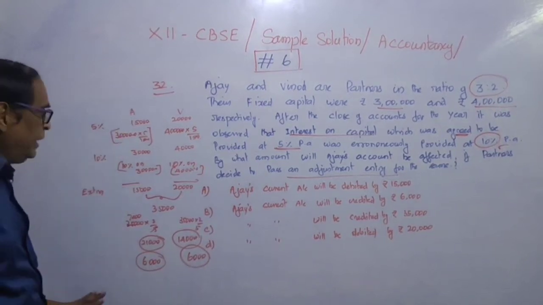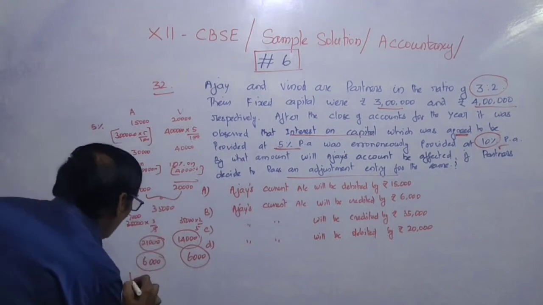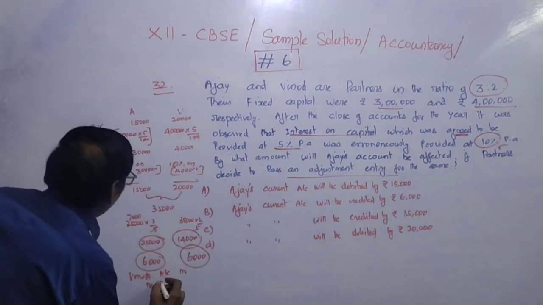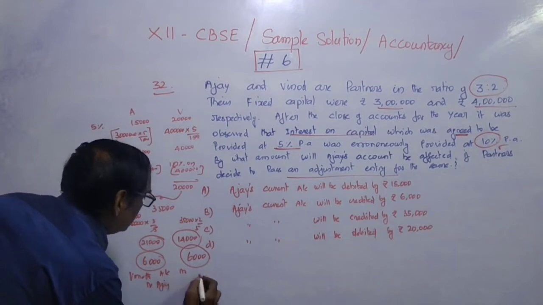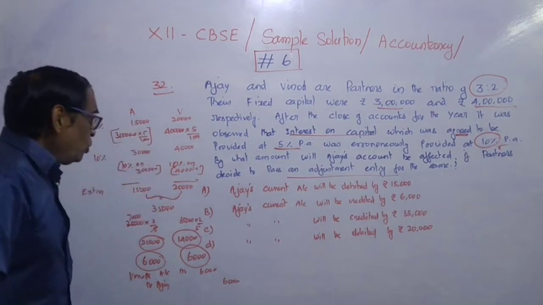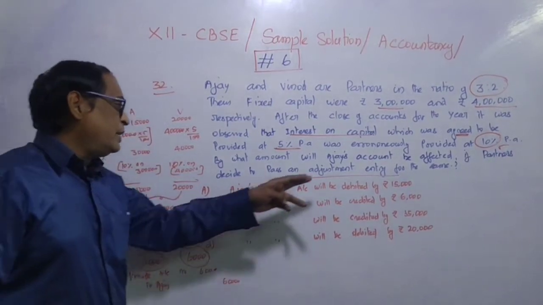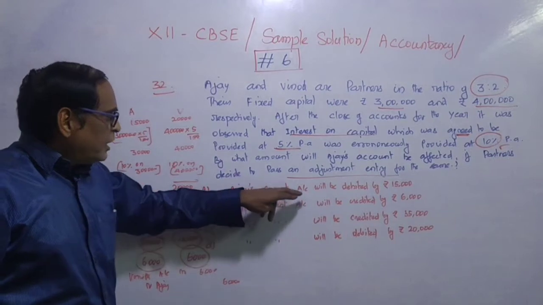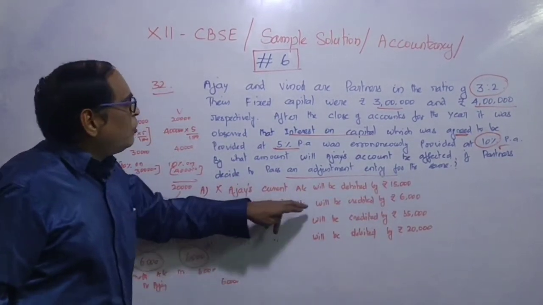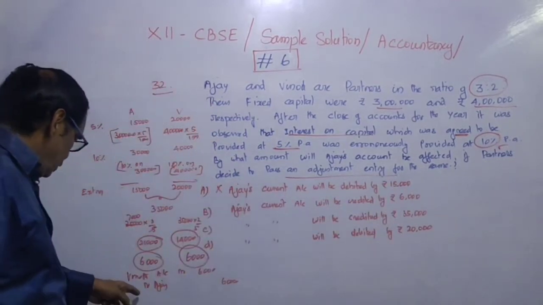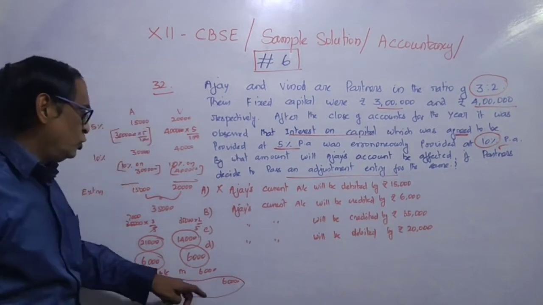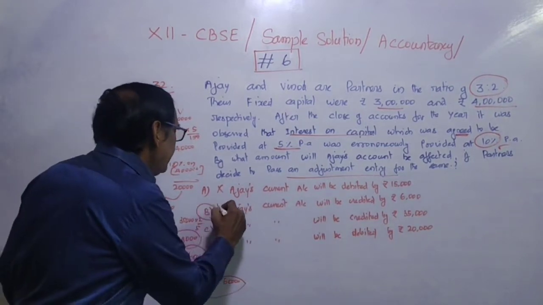The adjustment entry will be Vinod account debit to Ajay account, how much? 6,000, 6,000. In the question, what is asked is to pass an adjustment entry. Ajay's current account will be adjusted by 15,000, it is wrong. Ajay's current account will be credited by 6,000 rupees. So B is the correct answer.